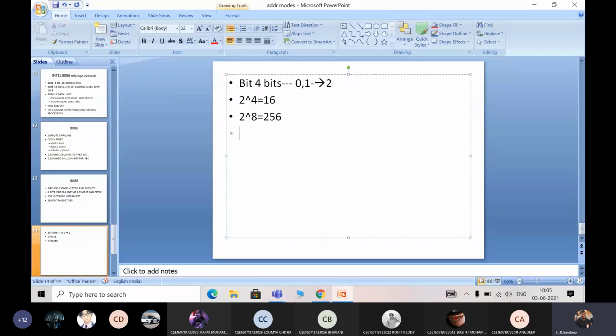And if you are taking a 16-bit microprocessor, tell me what is the value of 2 power 16? You people should be active in the morning session at least. It's not even 10 o'clock.